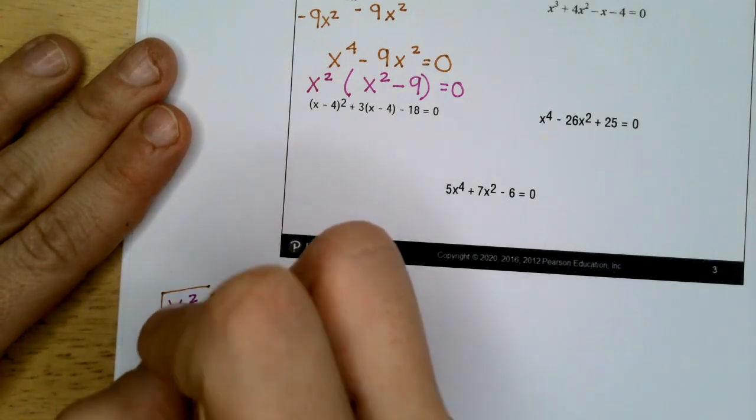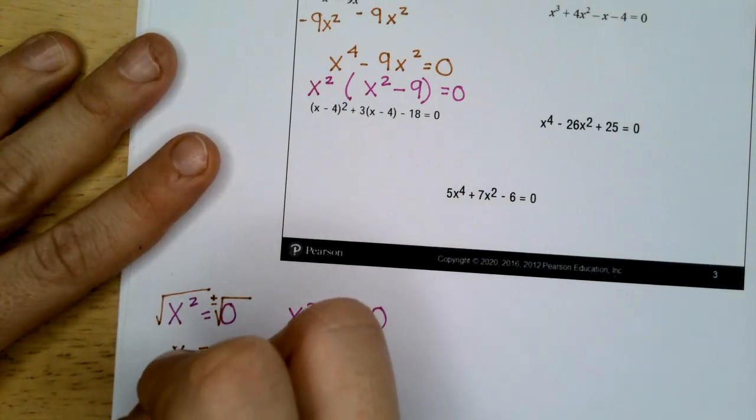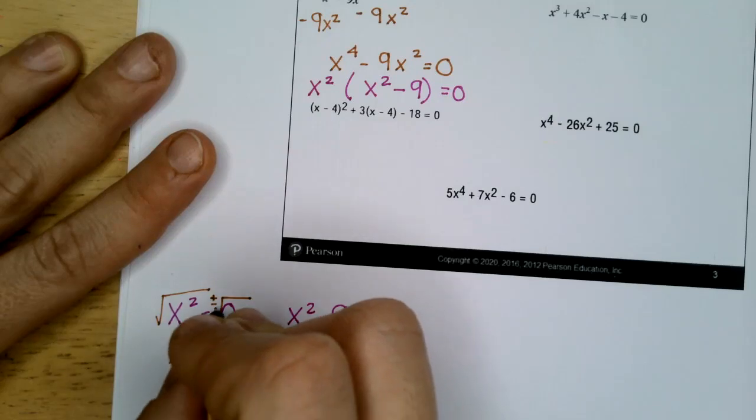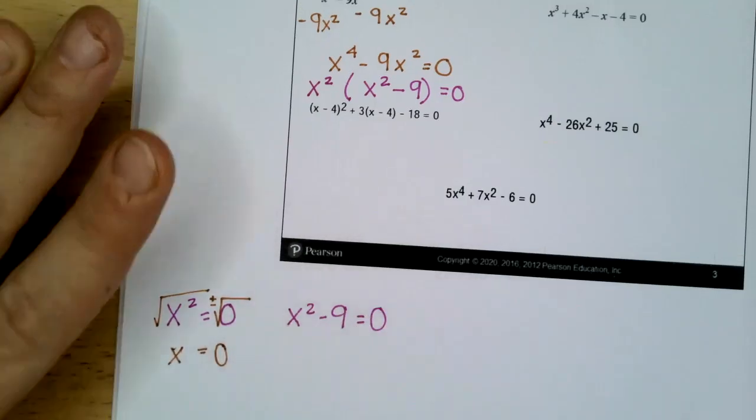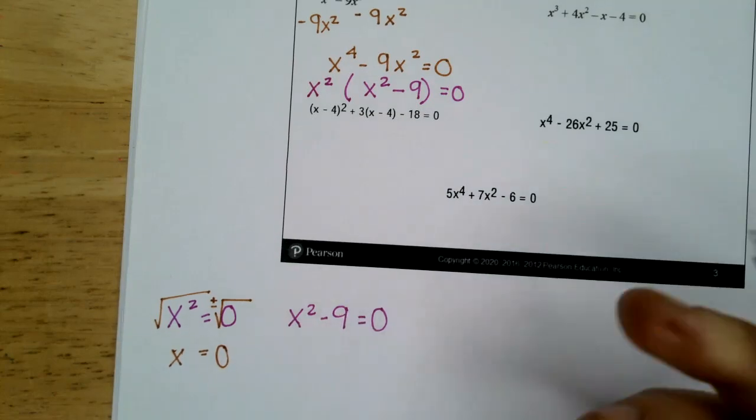We just take the square root and make sure to plus or minus the other side. So the square root of x squared leaves us with x. Positive square root of 0 is 0. Negative square root of 0 is also 0. So x is 0. On the other side, we have x squared minus 9.